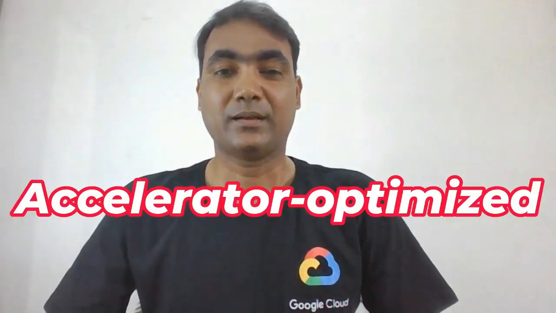In this session, I'll be telling you about the concept of the Accelerator-Optimized machine family in Google Cloud Platform. I'll explain more details about the types of Accelerator-Optimized machine family series like A2 and G2. Apart from this, I'll explain the benefits and limitations of the Accelerator-Optimized machine family series in Google Cloud Platform so that you can easily understand it. Let's get started.